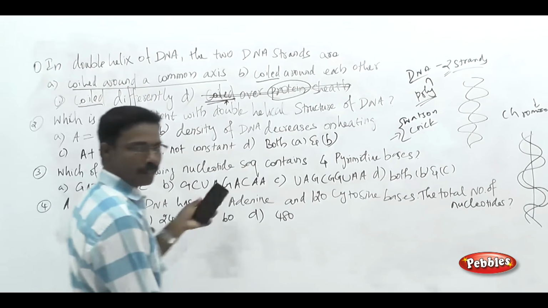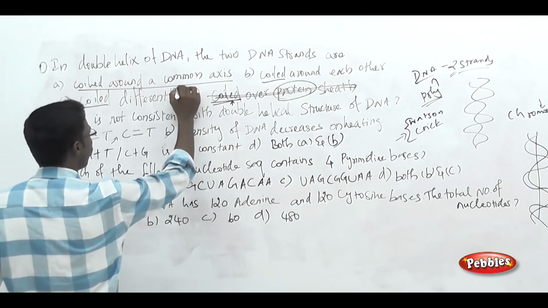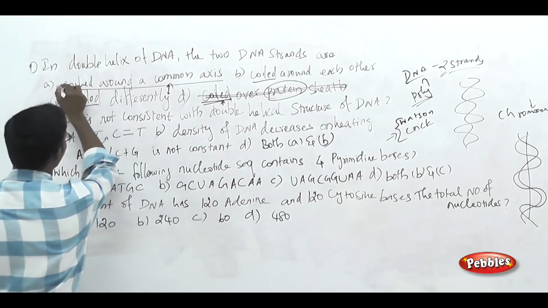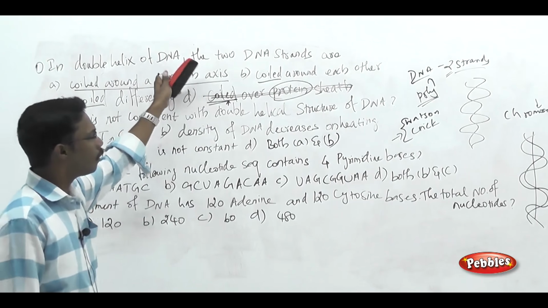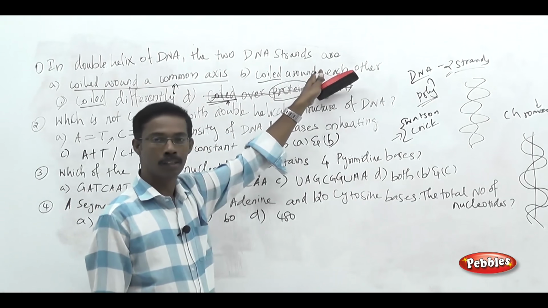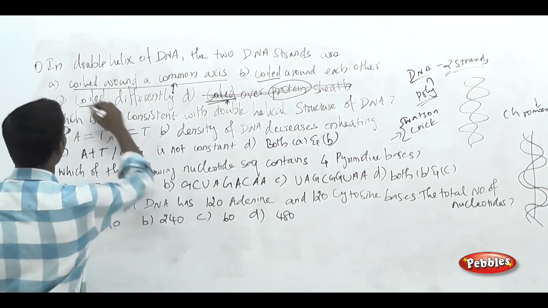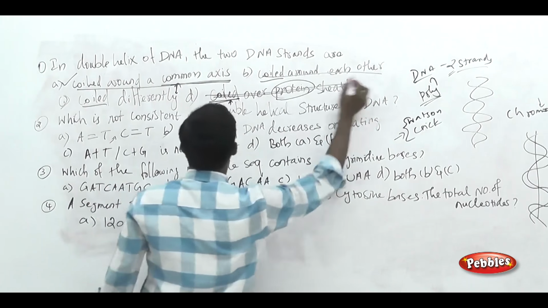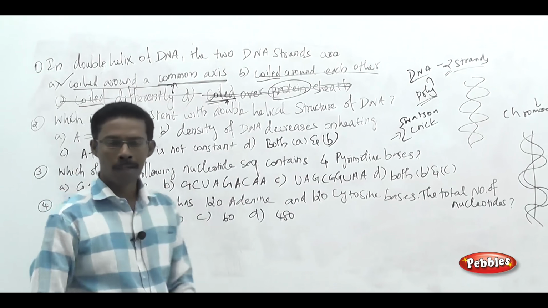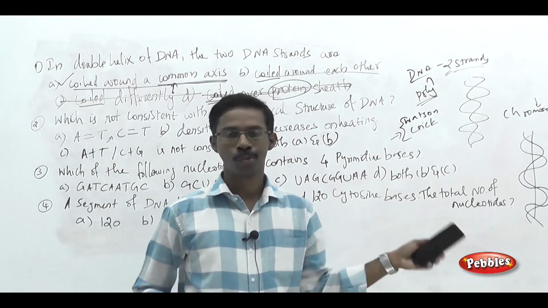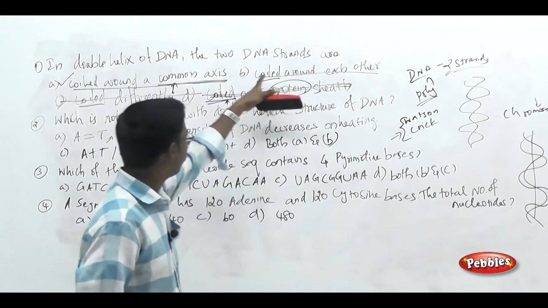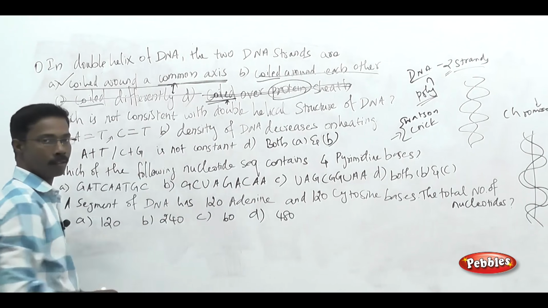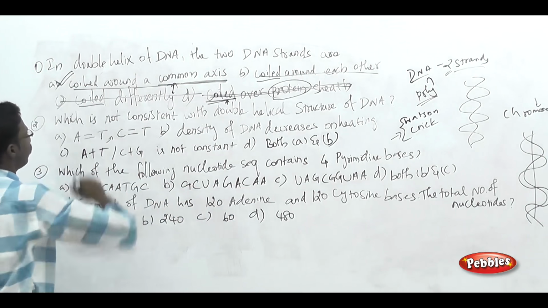Coiled differently means some other term, just opposite to the common axis. Coiled around each other is correct when there is no coiled around a common axis option, then you can choose coiled around each other. But we have a choice here, coiled around the common axis, so you can eliminate these two choices. Remember, in DNA there are two strands, and those two strands are coiled around each other in a common axis, so you choose choice A.